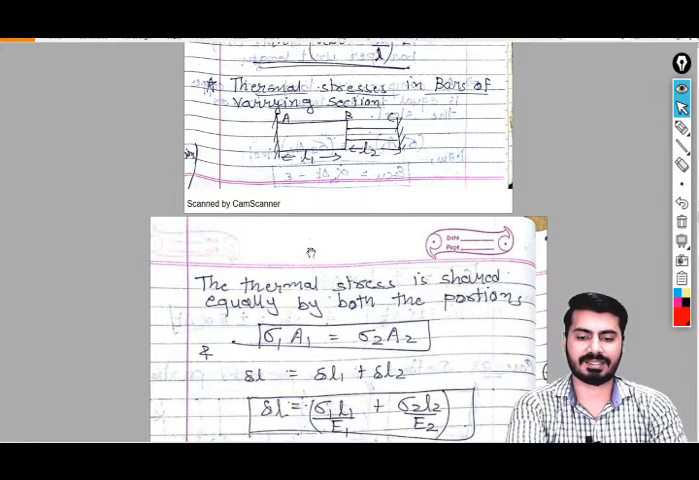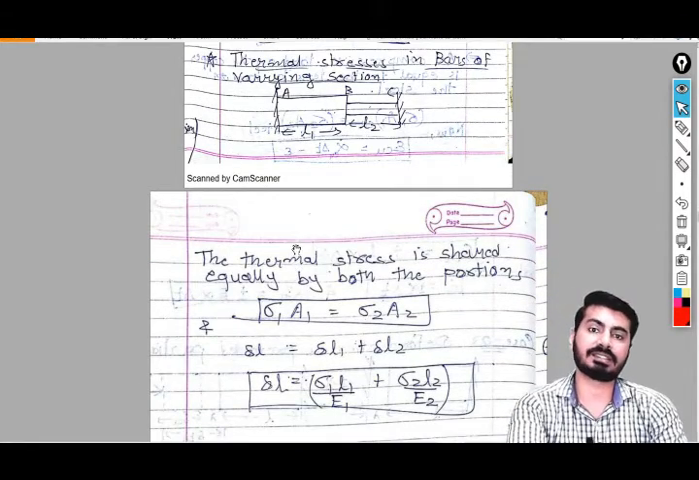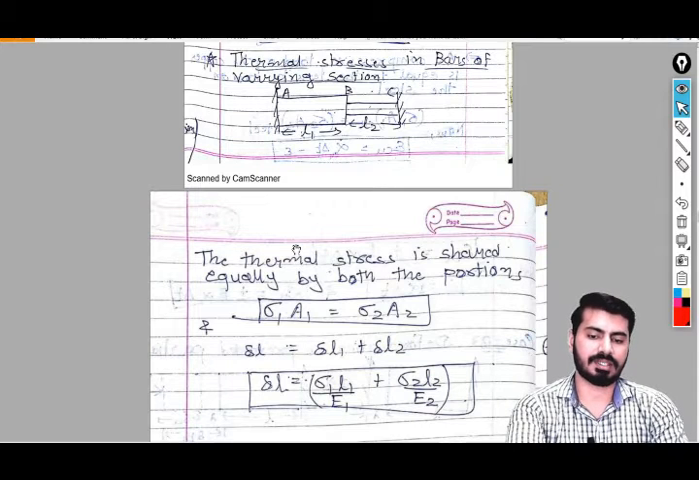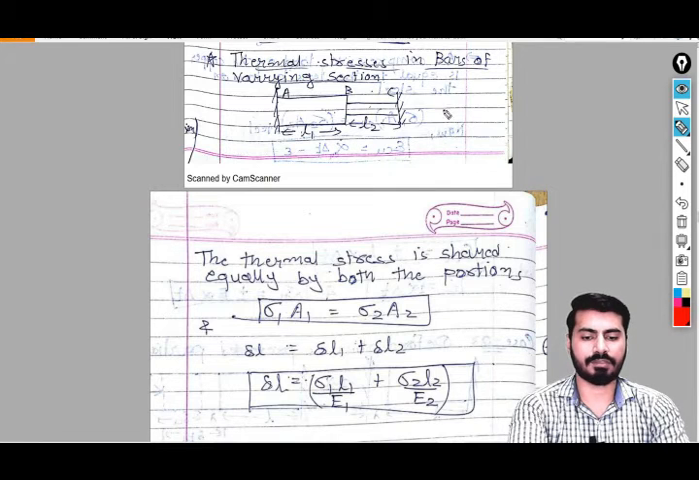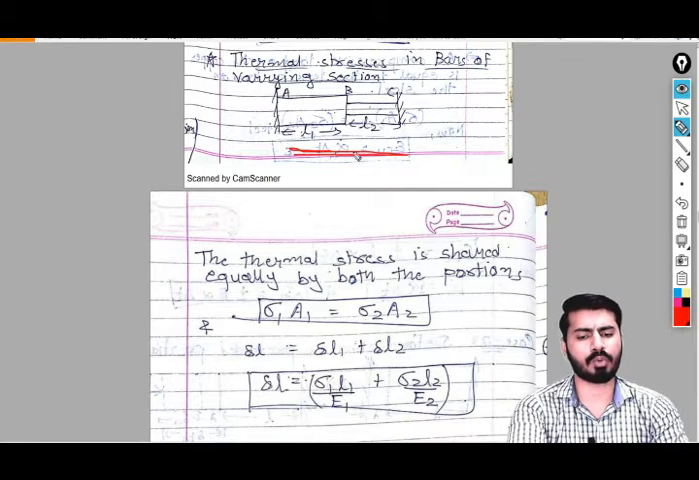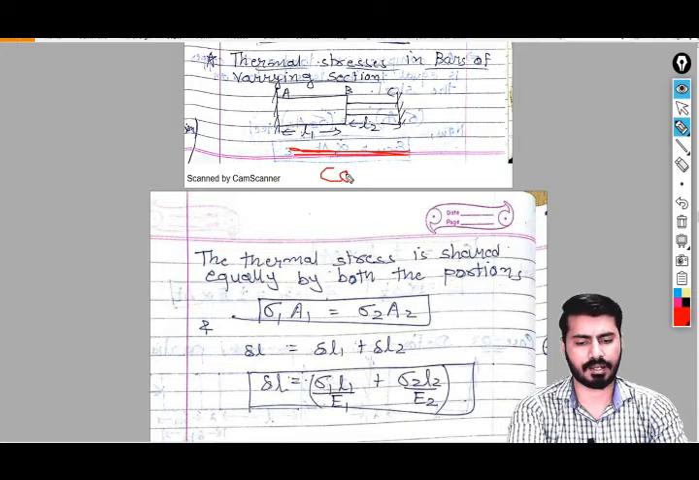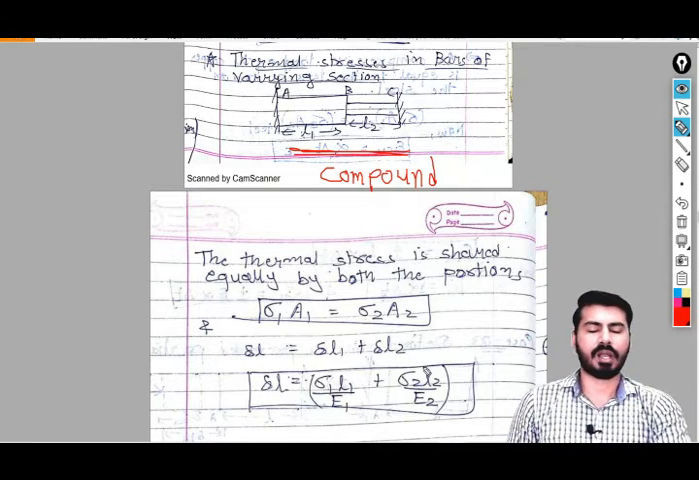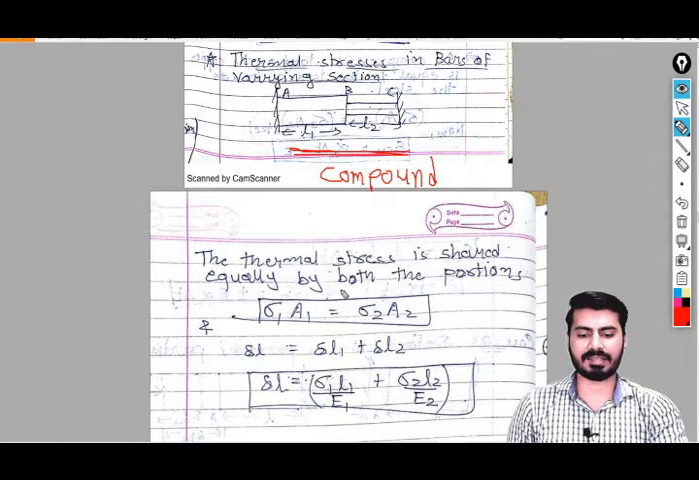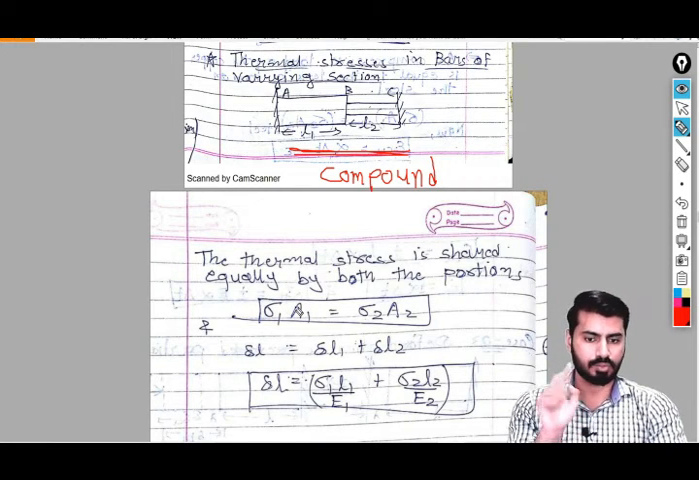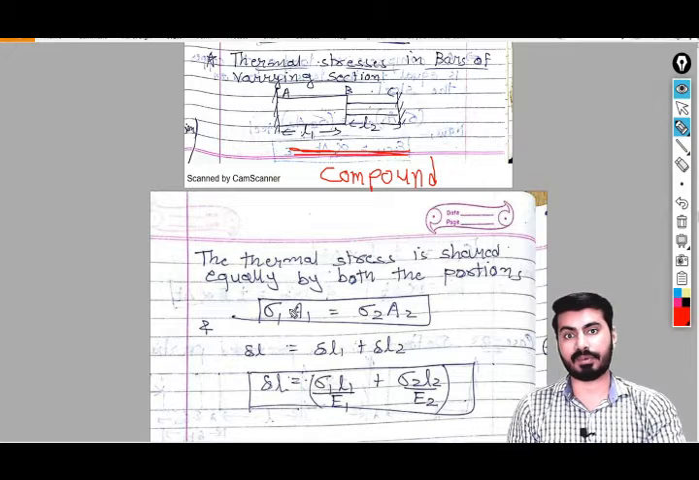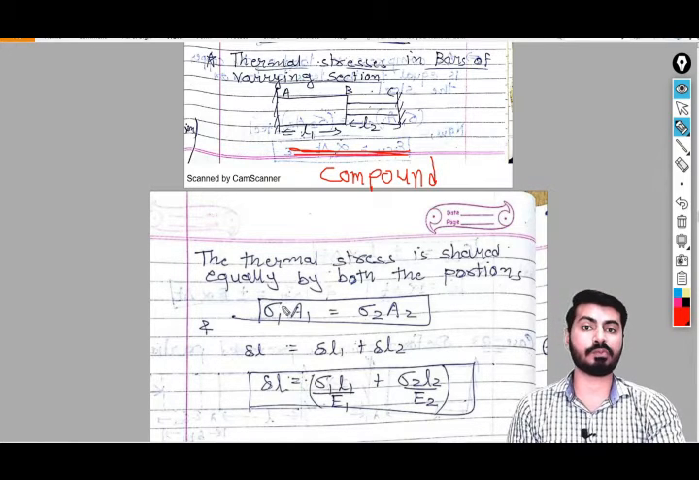So the next case is the thermal stresses in the bar of the varying cross section. Now this is the case where the bar of the varying cross section, this is something like the compound bar. Okay, so this is something like a compound bar, where the cross section of the two bars are different. Okay, compound bar. For this type of a bar, there are two different steps to solve this type of example.